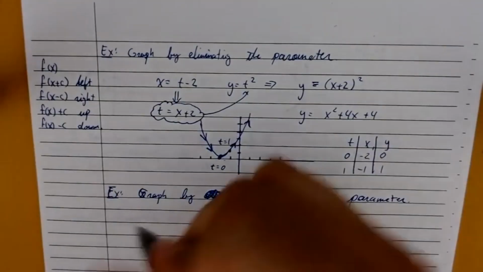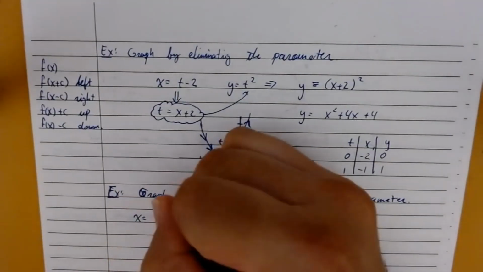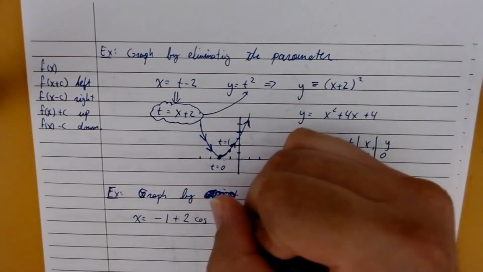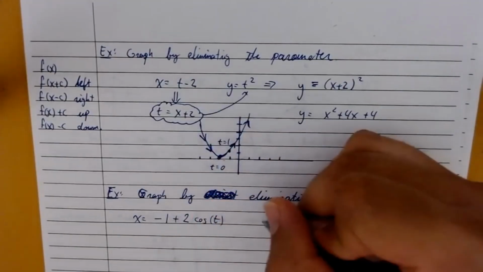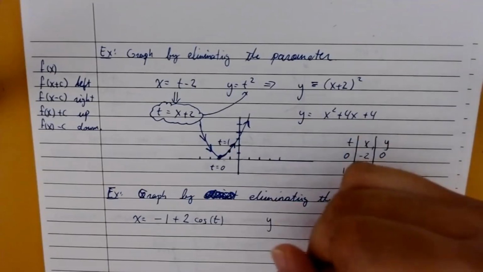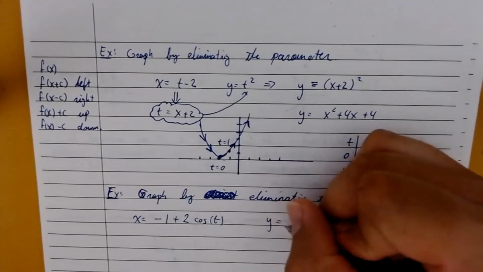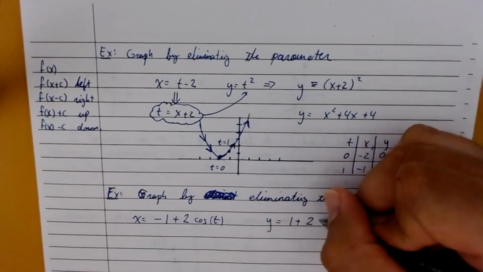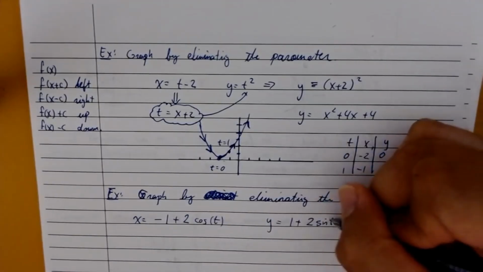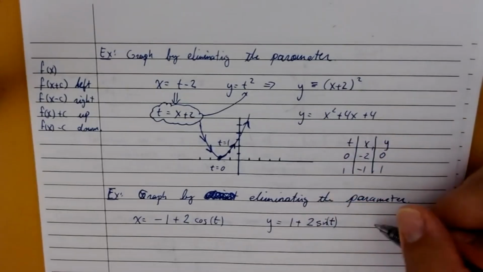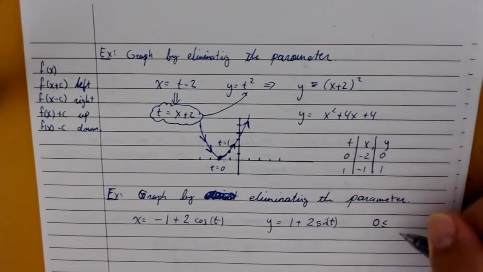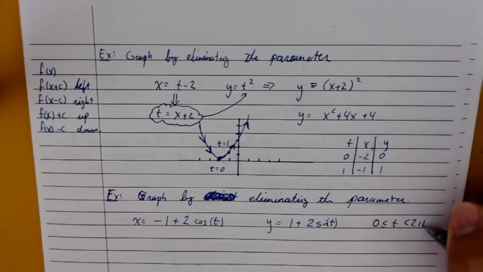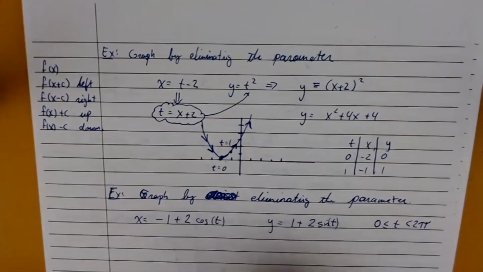All right. Let's say x is equal to -1 plus 2 times the cosine of t, and y is equal to 1 plus 2 times the sine of t. And here they give us a restriction on t. t is bound between 0 and 2 pi. All right, so let's go and give this a try.